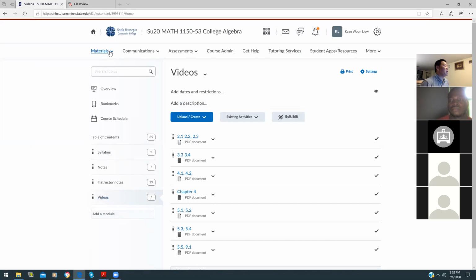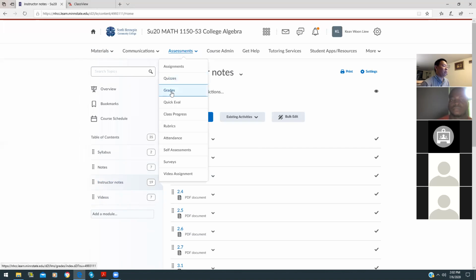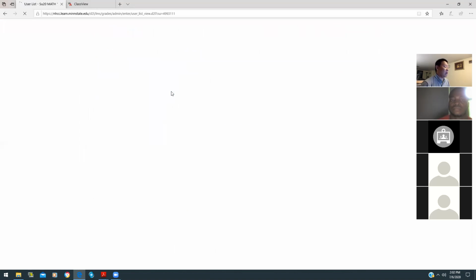So under material, under content, this is all the documents that you have. If you misplace something or you want to find my notes or syllabus or anything, just go in here and you get it here. The next thing is under assessment and grades. This is your grade book here. So you click assessment grades, and you will see your grades. This is your overall grades.